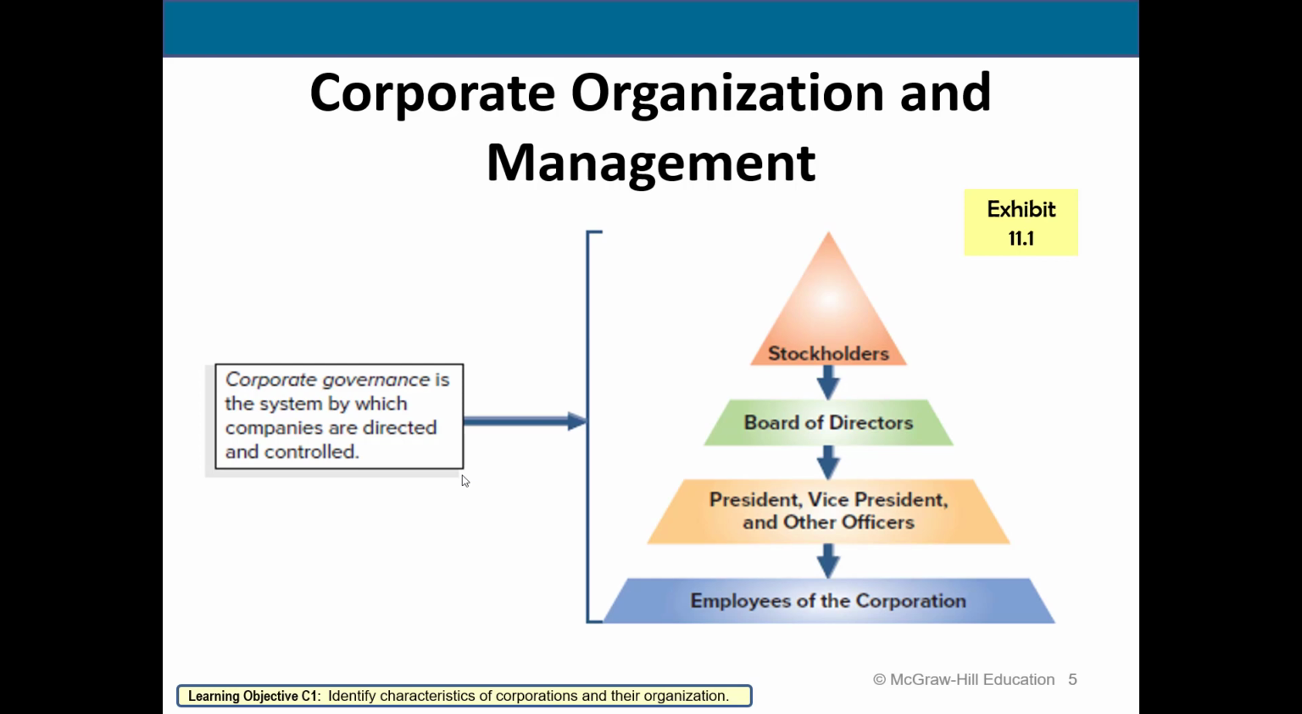This is what the corporate organization looks like. The ultimate control of a corporation is with the stockholders, but they elect a board of directors who in turn hire executives, and then the executives hire the other employees needed to run the organization.